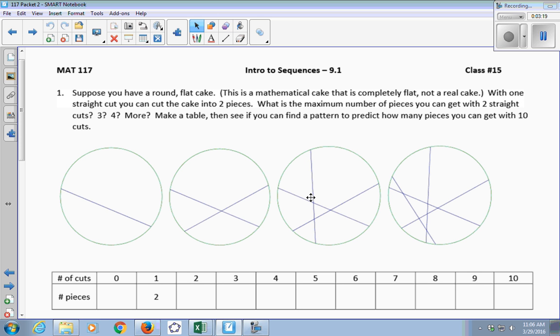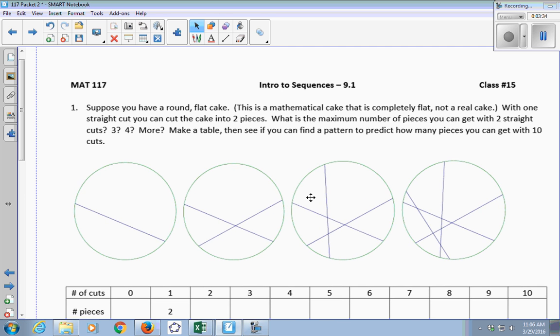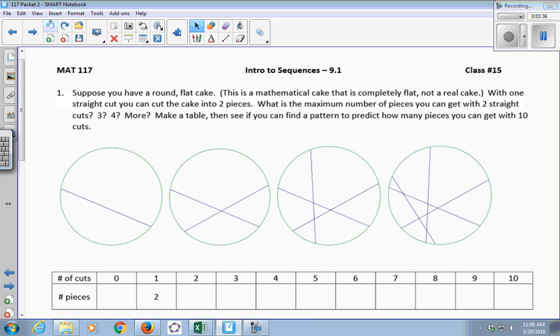Okay, so let's say you have a round, flat cake. It's a mathematical cake, so it's completely flat, not a real cake. With one straight cut, like this first picture here, you can cut the cake into 2 pieces. And I just put the cut in a random spot, so they're not 2 equal pieces, but 2 pieces.